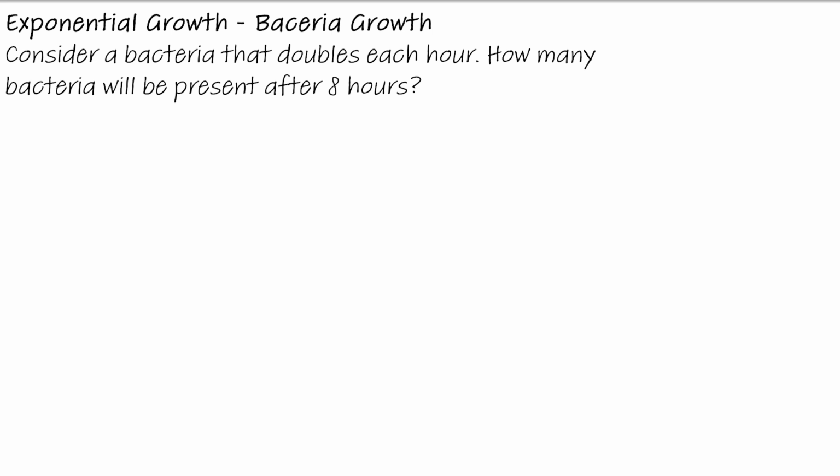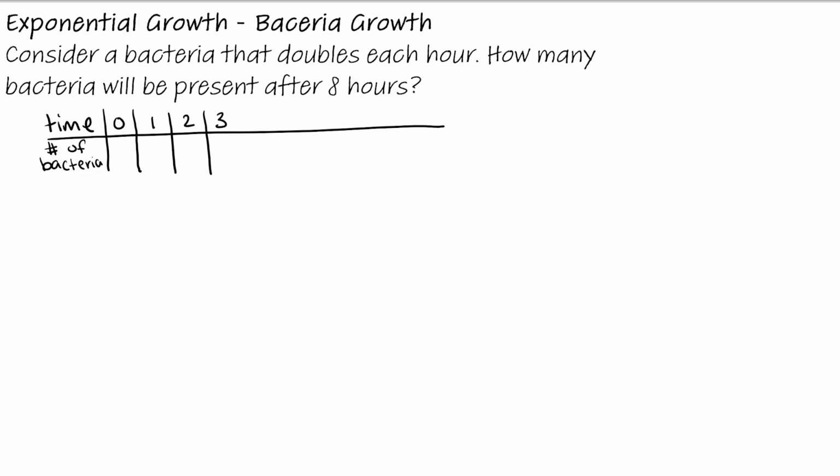Let's do a little graph just to visualize what this looks like. So we know over time, we're going from 0 hours to 8 hours, and 0 is where we're starting. We're going to be doubling our bacteria. If we start with 1 bacteria, then after 1 hour, it doubles and we'll have 2. The next hour, it's going to double again and we'll have 4. The next hour, it doubles again and we have 8, and so on until we get to 8 hours and we'll have 256 bacteria present. So we have our answer, it's 256.